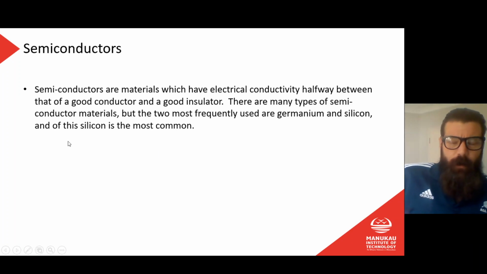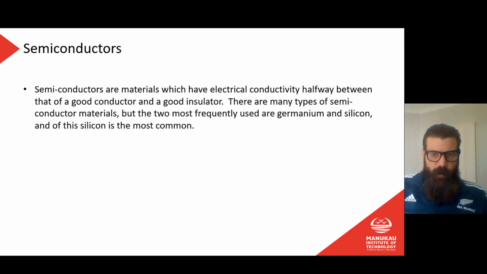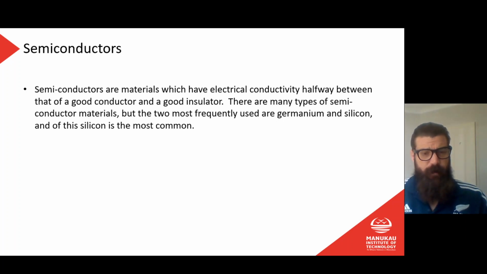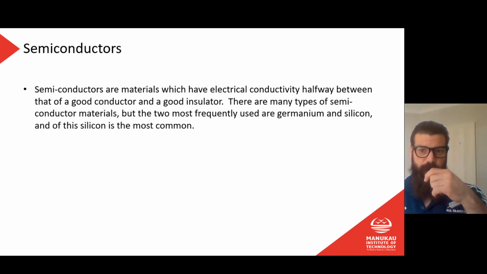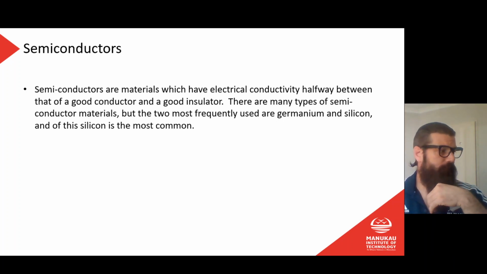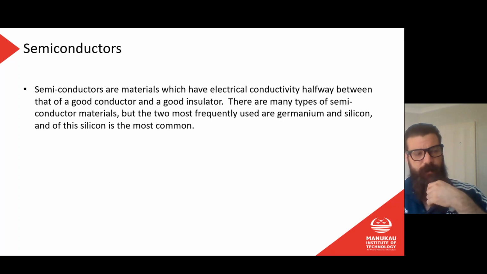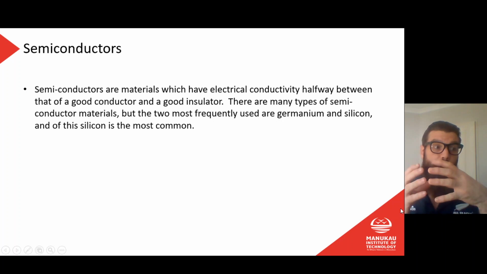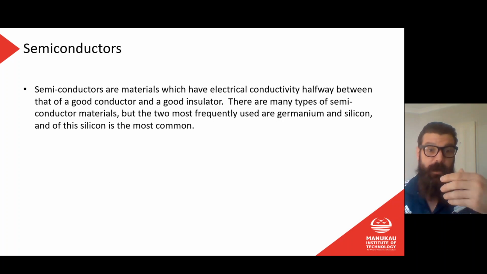Semiconductors. Now we're going to do a lot on semiconductors in module 5, so don't freak out about it too much now, but just as a brief introduction, semiconductors are materials which have electrical conductivity halfway between that of a good conductor and a good insulator. There are many types of semiconductor materials, but the two most frequently used are germanium and silicon, and of this, silicon is the most common. So what we do with semiconductors is generally electronic applications.